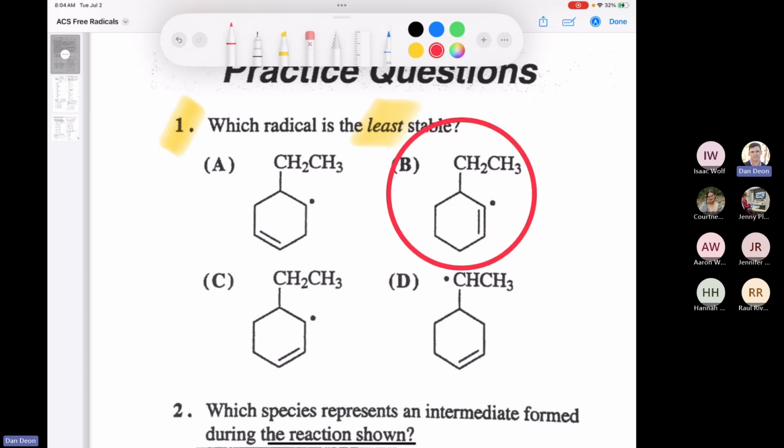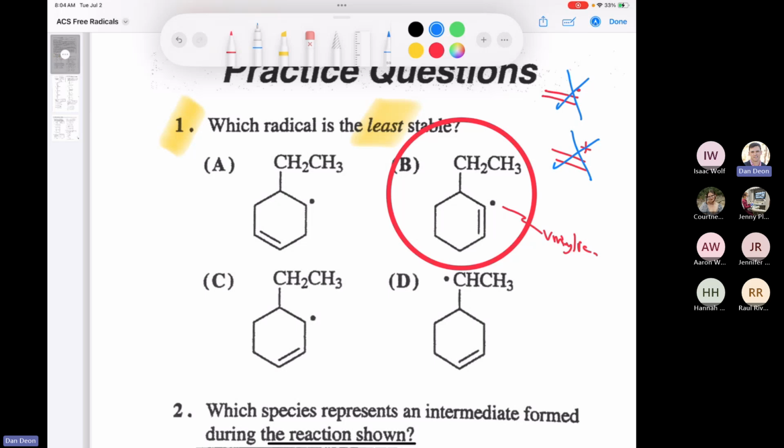Like I went over with you last class, if you see a vinylic radical, anytime you have a double bond and then you have a radical on it, that is a huge no-no in organic chemistry. It's the same thing as if you were to have a double bond, whether it's just a plain old double bond like we see here, or in an aromatic ring. And if you see a carbocation, again, that's a big no-no. A vinylic radical is very, very unstable.